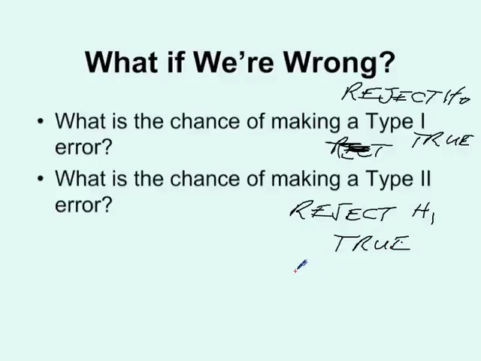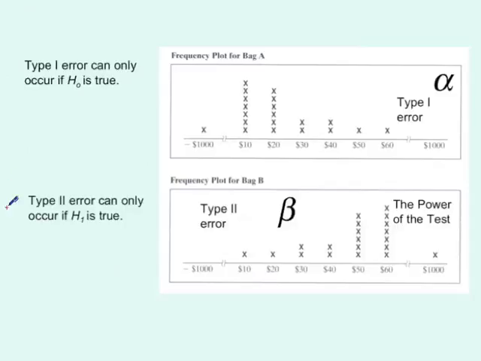Now what we want to know is what is the chance of making a type 1 error and what is the chance of making a type 2 error. Well, to do those calculations, we're going to take a look at our distributions accordingly of bag A and bag B. Now look, if we're going to make a type 1 error, notice that can only occur when the null is true, because that was rejecting the null when in fact it was true. Well, check out, when can that happen?